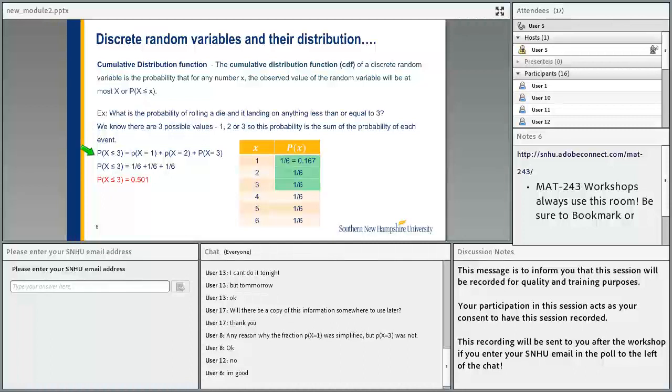So here I'm trying to find the probability of getting a value less than or equal to 3. So because I have 3 values, I have 3 probabilities associated with the values. So I have P of x less than or equal to 3 equals P of x equals 1 plus P of x equals 2 plus P of x equals 3.